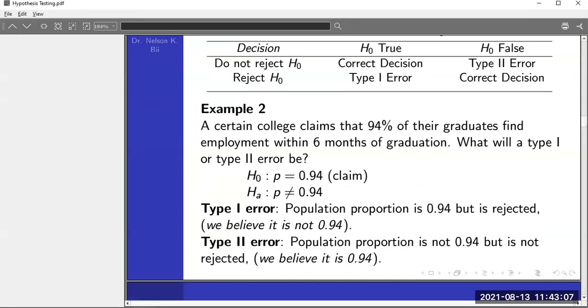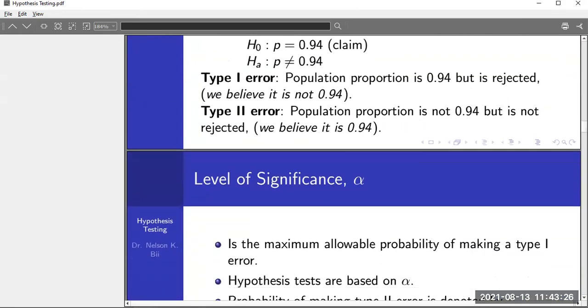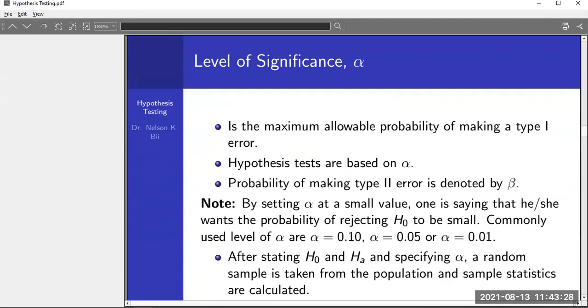Then type 2 error: the population proportion is not 0.94, but is not rejected. So type 2 error is committed when you fail to reject a null hypothesis when it is false. I don't know whether you are getting that. So still defining terms here.